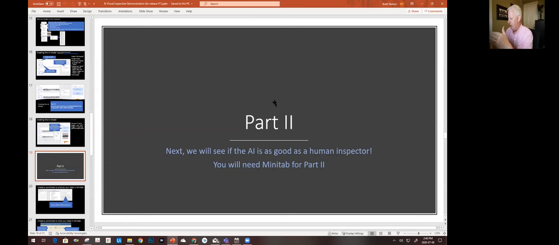In the next part, and I'll go through this kind of quickly too, you've all used Minitab now, right? And you're experts at Minitab. So you know that it's actually a fairly straightforward package to use, but pretty powerful at doing some analysis. So the professional next step is to evaluate, is this model any good? How does it perform?